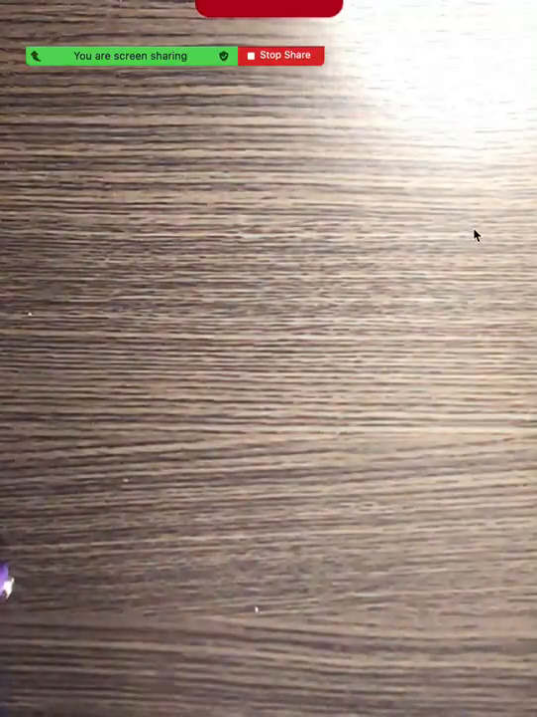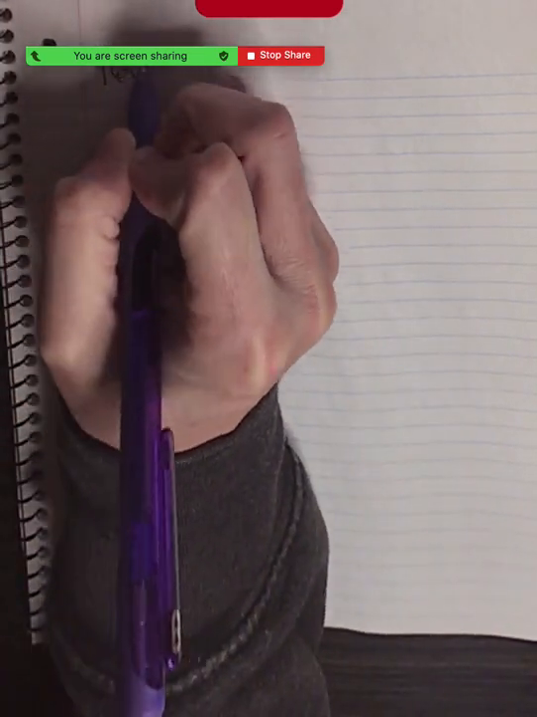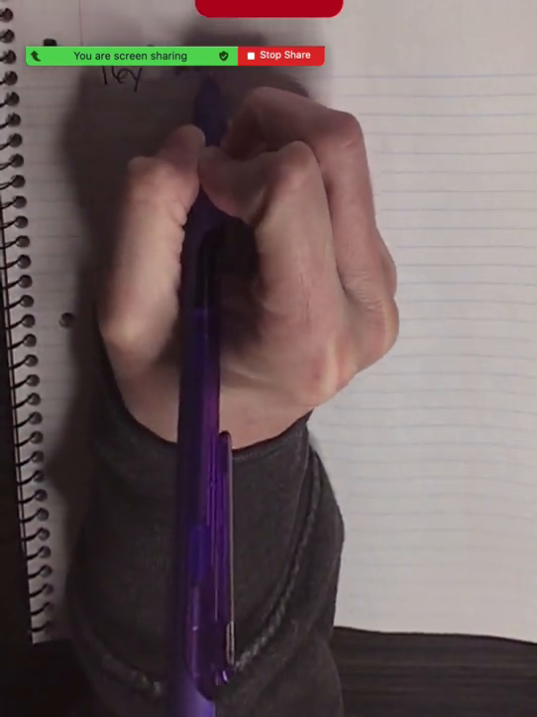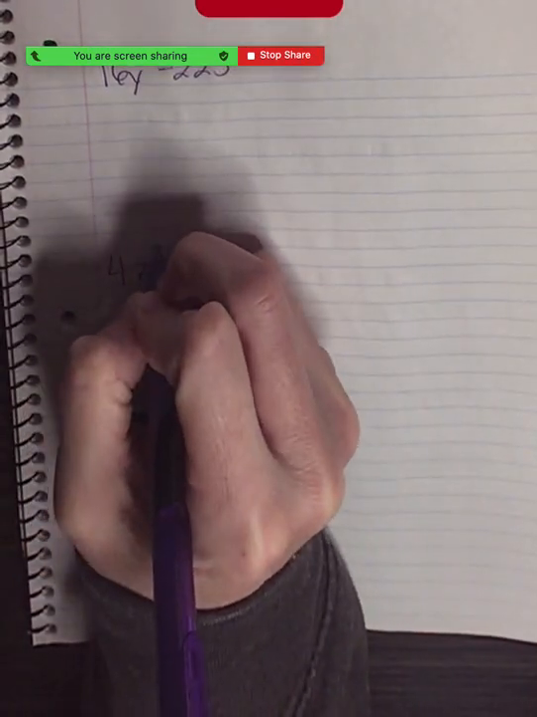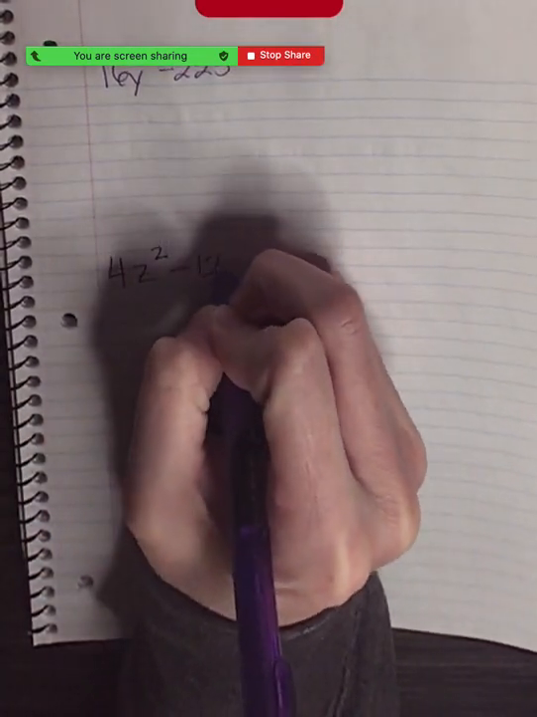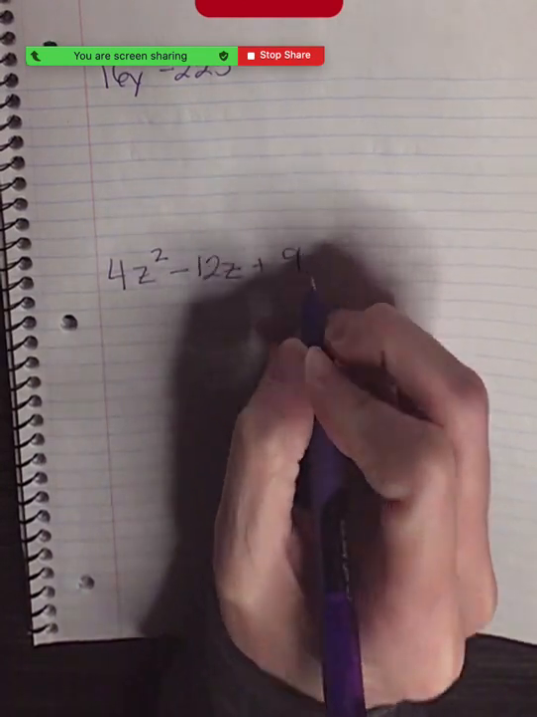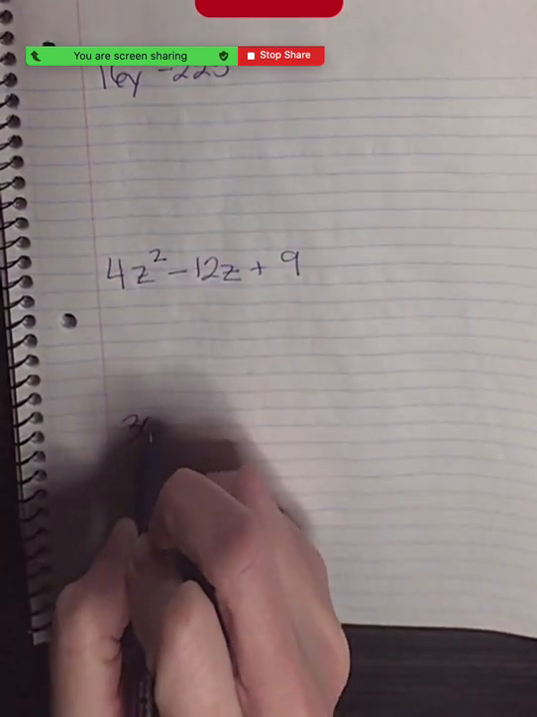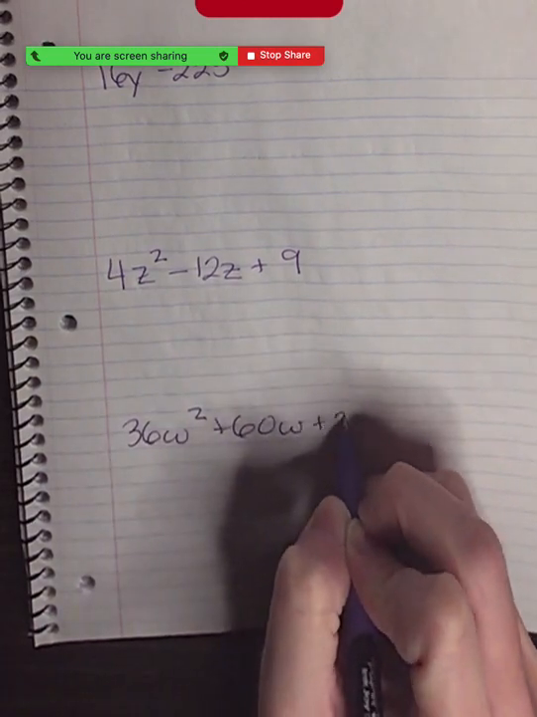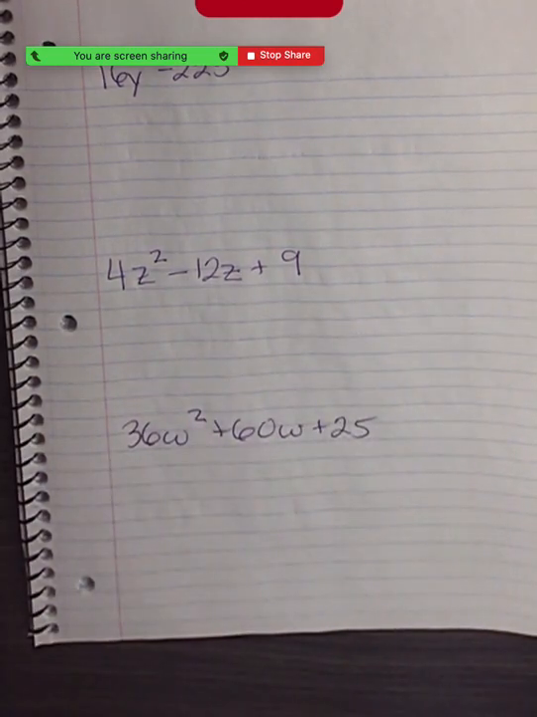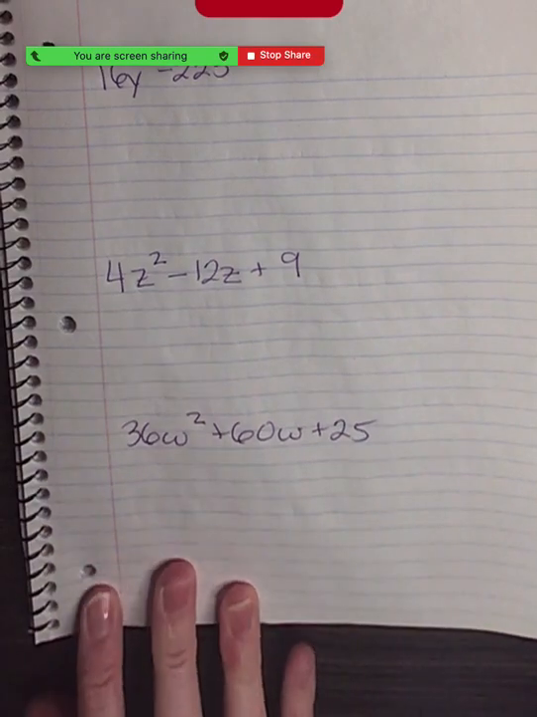Okay, so those are our special patterns that you want to check first before you start looking at the factors of everything. Okay, so 16y squared minus 225, 4z squared minus 12z plus 9, and 36w squared plus 60w plus 25. We're looking to factor these.